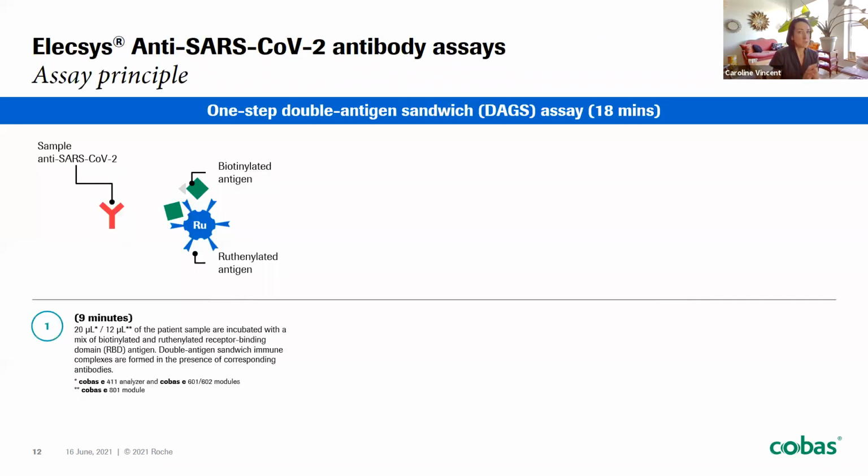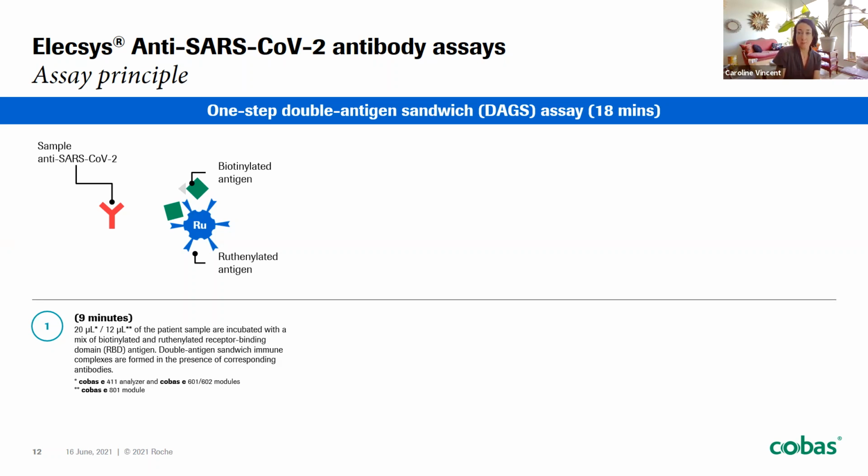Here, I just want to take a moment to show you what actually happens to the samples when we put them on the cobas analyzer. So it basically shows how the assay works. First, the patient sample will be incubated with a mix of biotinylated and ruthenylated antigens from the virus, either representing the nucleocapsid antigen or the spike protein of the virus, depending on the assay.